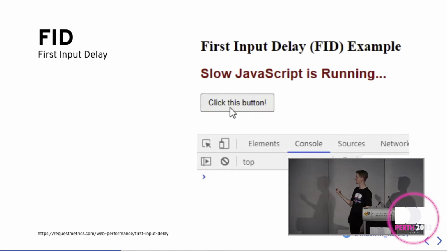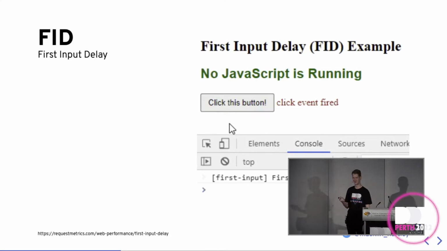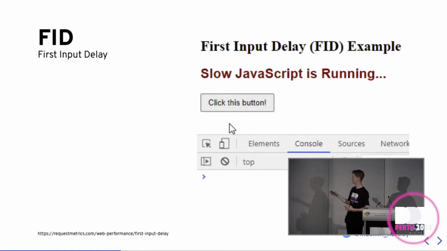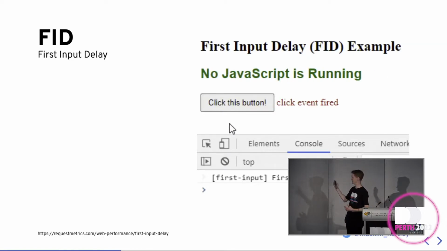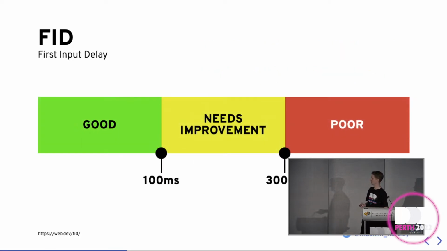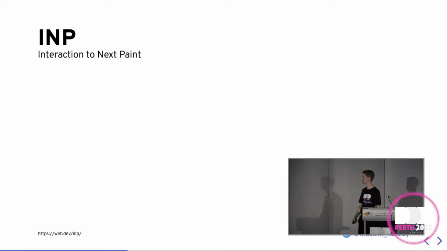It looks a little bit like this. Usually it's quite imperceptible. The target scores are very low. So this is a bit more of a contrived example. But you can click that button and then there's an input delay there. And we track that. Like I was saying, quite low target scores there. Usually imperceptible, like 100 milliseconds is quite imperceptible. A good score is 100 milliseconds. Anything over 300 is too long.